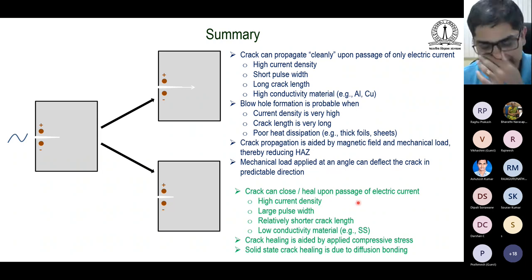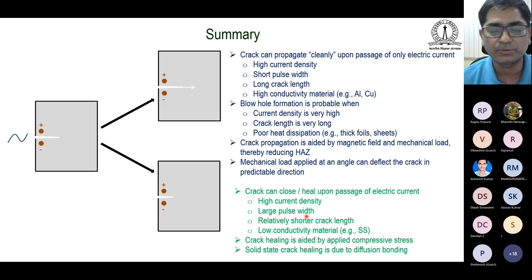Crack healing is possible when, of course, we always have to apply high current densities, but we have to use a large pulse width, a very high pulse width. And we have to have cracks which are still small, not very long cracks. Once the cracks become very long, I'm not so sure if they can be healed. And it works very well if the material has low conductivity, something like stainless steel.